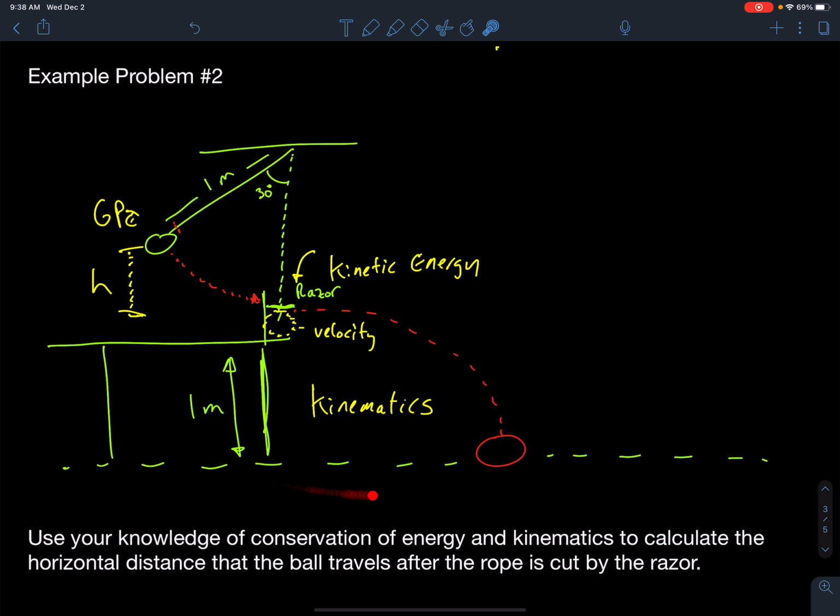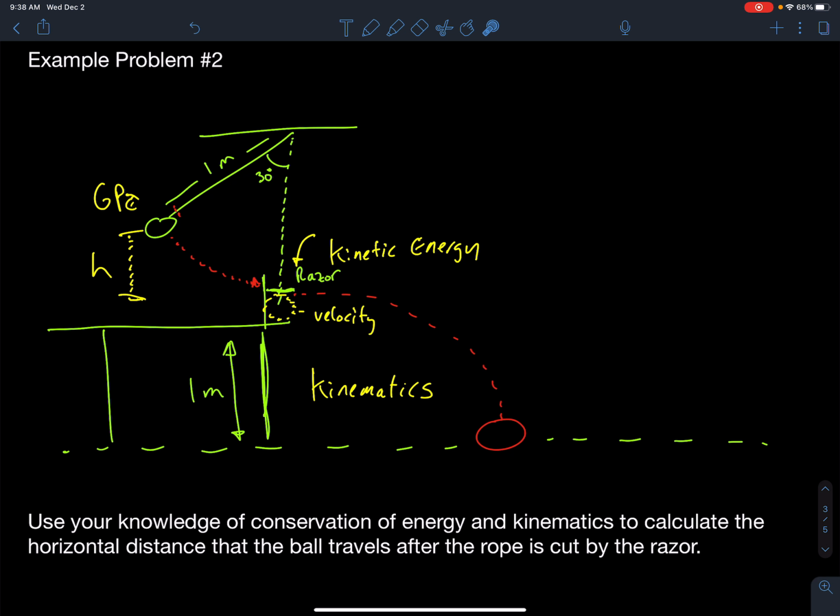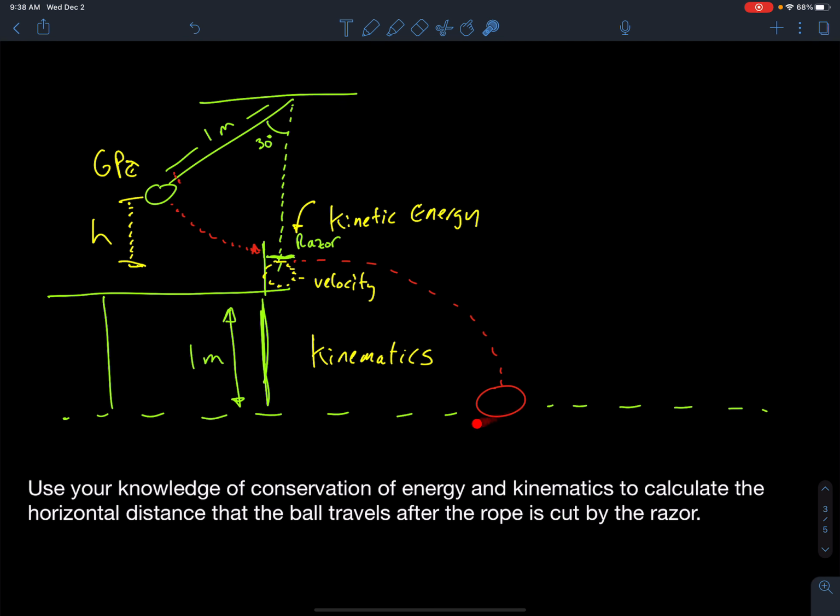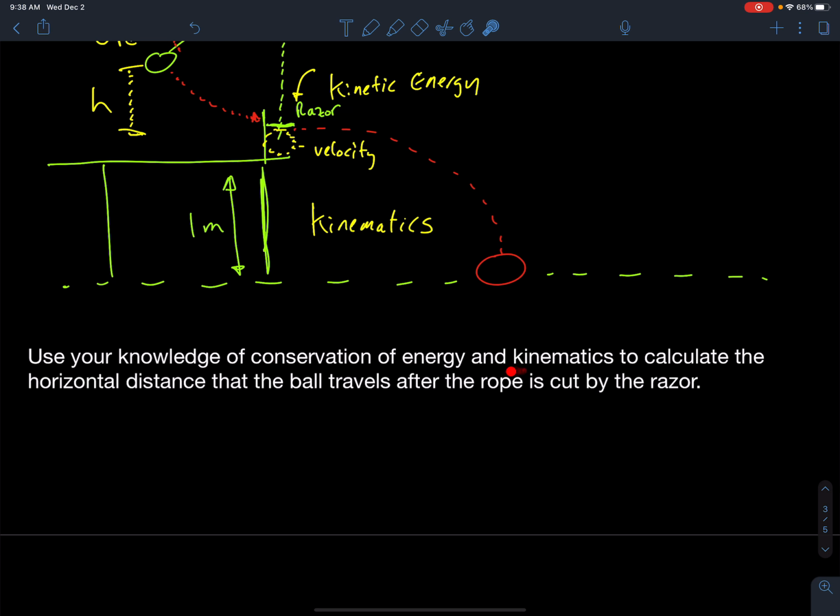You'd likely have a problem like this on your semester exam for sure, because this combines kinematics with conservation of energy. It's really, really nice. I could also ask questions about the force of collision down here. So much stuff, all in one problem. So let's use our knowledge of conservation of energy and kinematics to calculate this horizontal distance. What would that horizontal range be of that ball after it left the table?